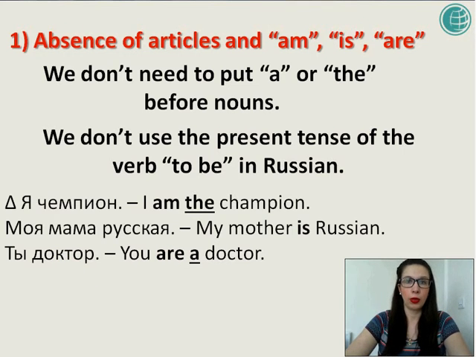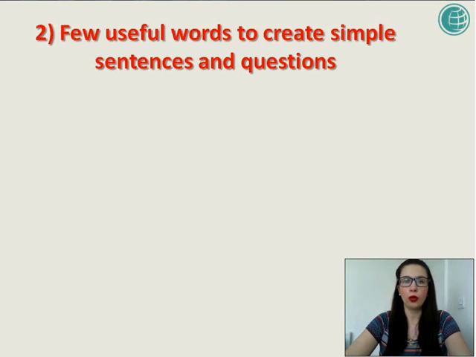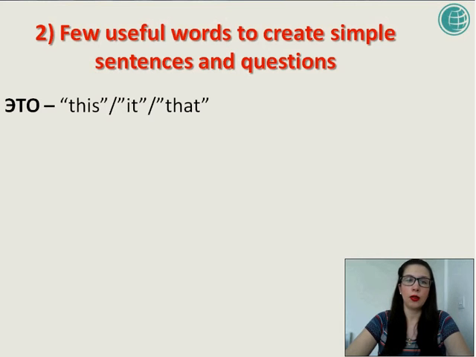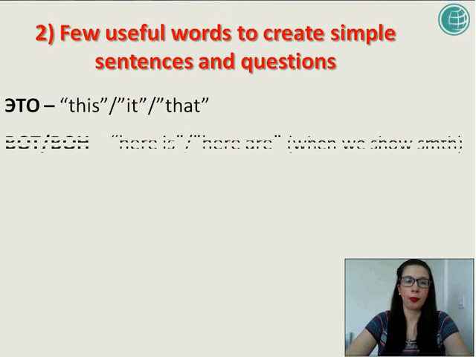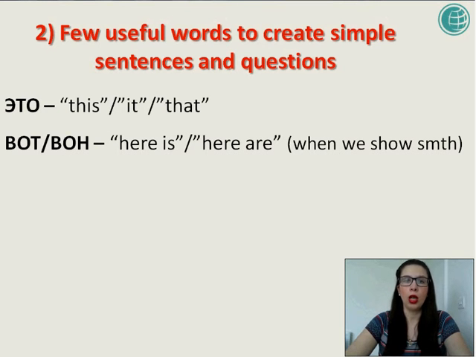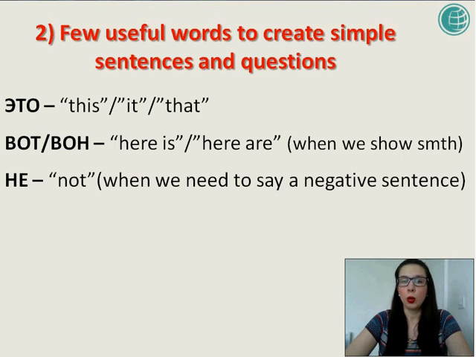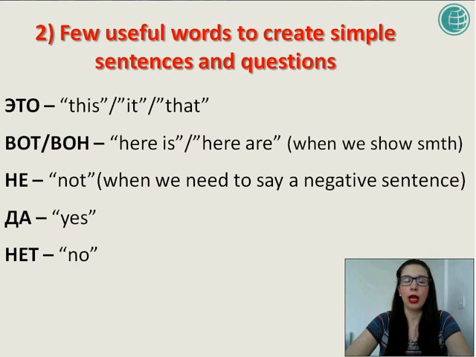That was a simple rule. Next, we also know a few useful words to create simple sentences and questions. Это, which means this, it, that. For example, это моя мама, this is my mother. Вот and вон, which can be translated as here is, here are, when we show something. For example, вот моя мама, here is my mother. Не, not, when we need to say a negative sentence. Да, which means yes, and нет, which means no. Да and нет we can use to answer simple questions.